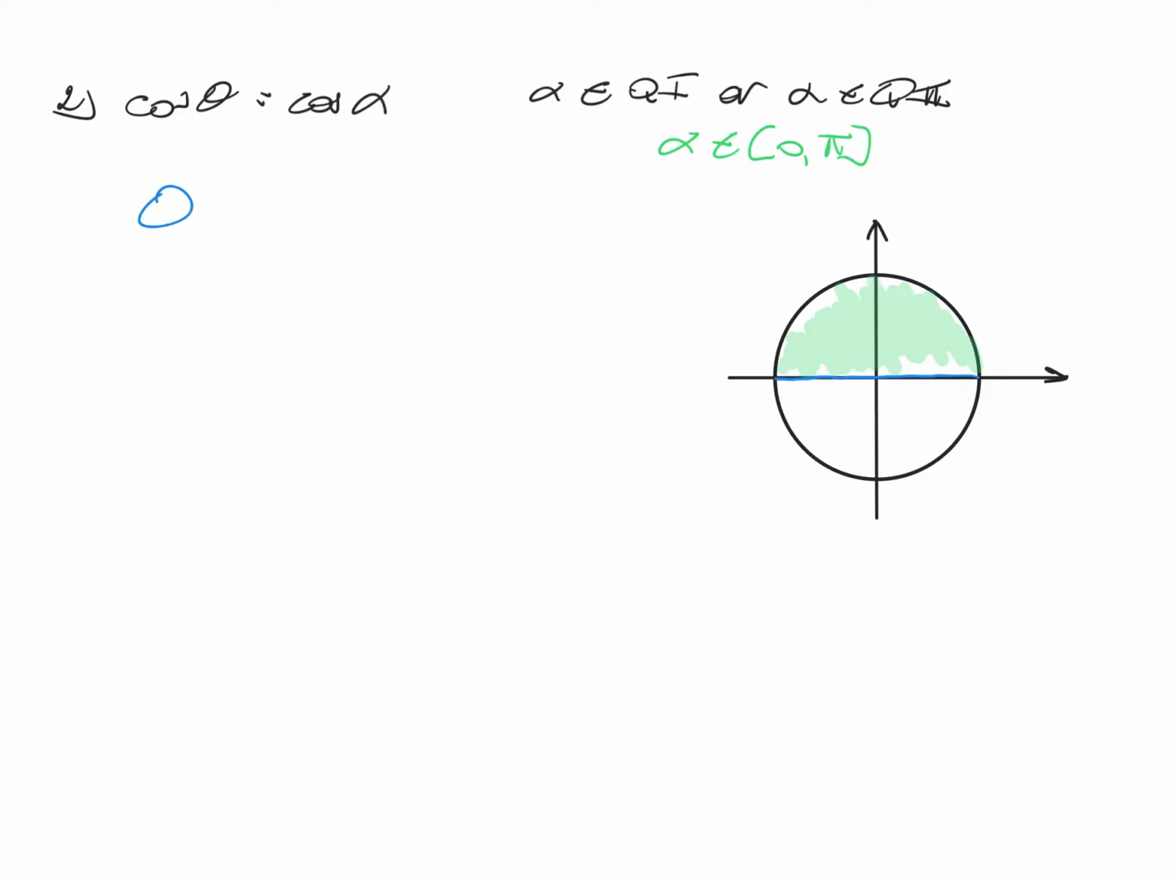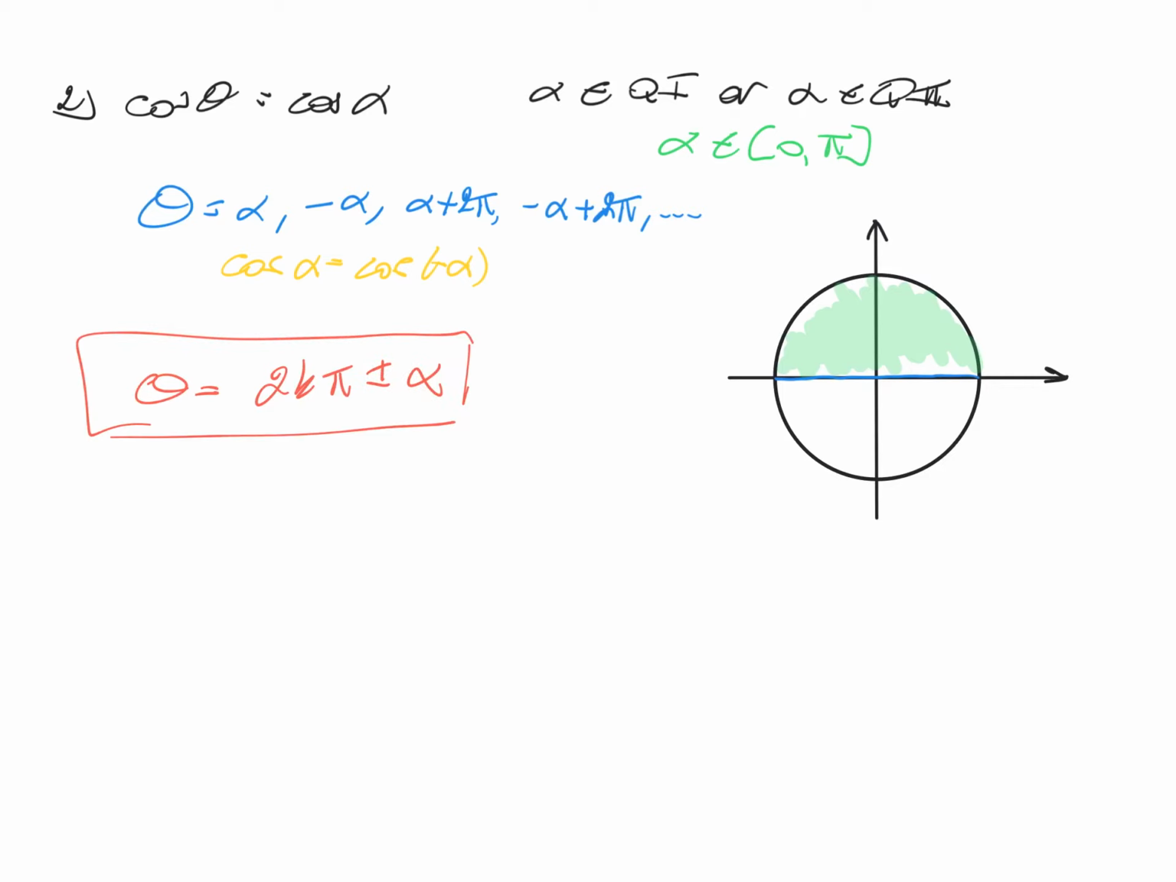The solution is then again theta equal to alpha, or because of the formula cosine of alpha is cosine of minus alpha, also equal to minus alpha. And then again we add 2 pi, we add 4 pi, and so on. So we get alpha plus 2 pi, minus alpha plus 2 pi, and this continues. And thus the general solution is theta is equal to 2k pi plus or minus alpha. And then because a secant is 1 divided by cosine, this solution also holds for equations secant theta equal to secant of alpha.